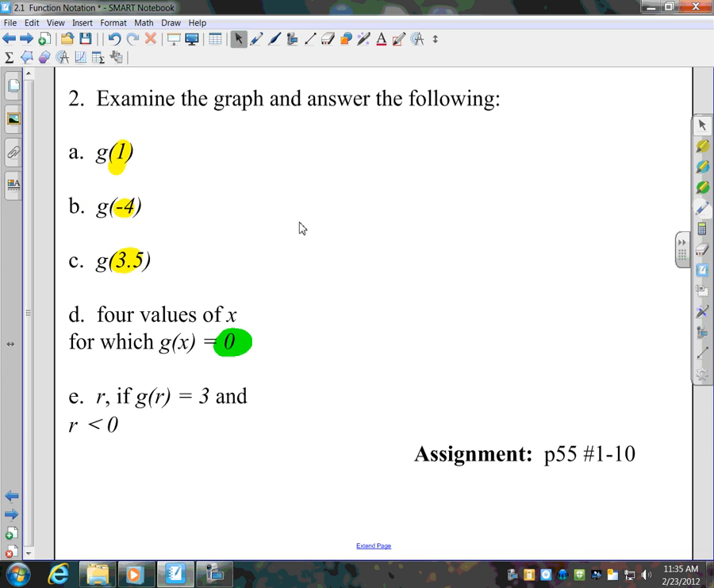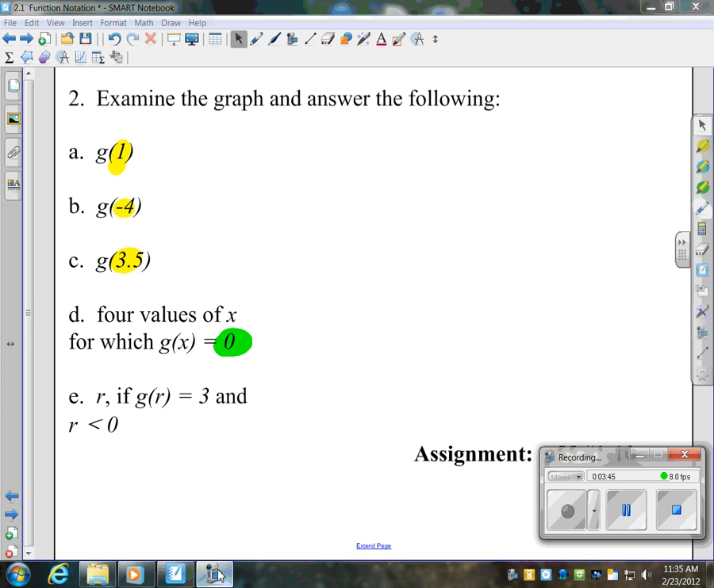Otherwise, that's it. I don't think you're going to have too much trouble with function notation. It is a review assignment for you, and I'll help you as you do your assignment.